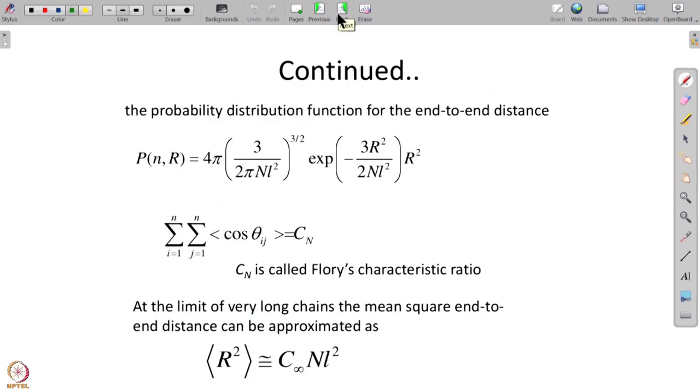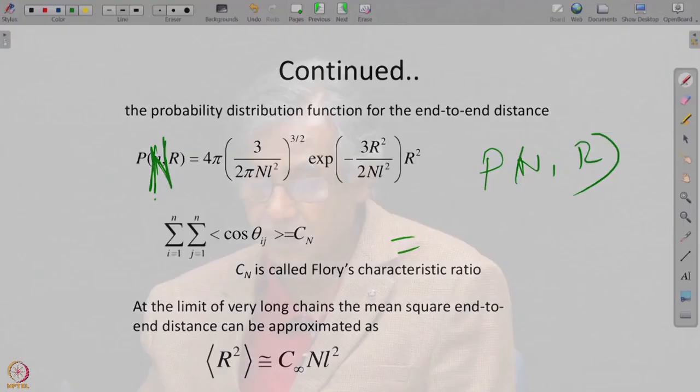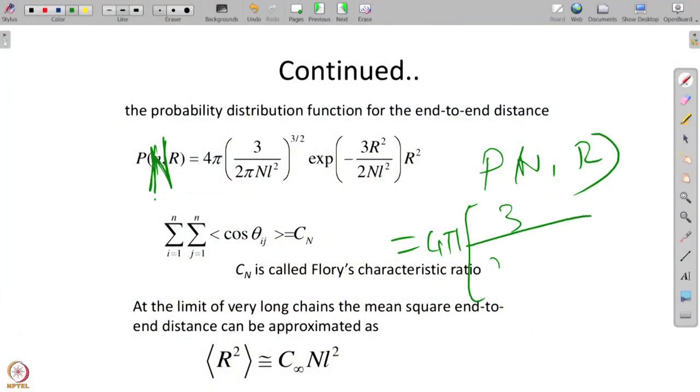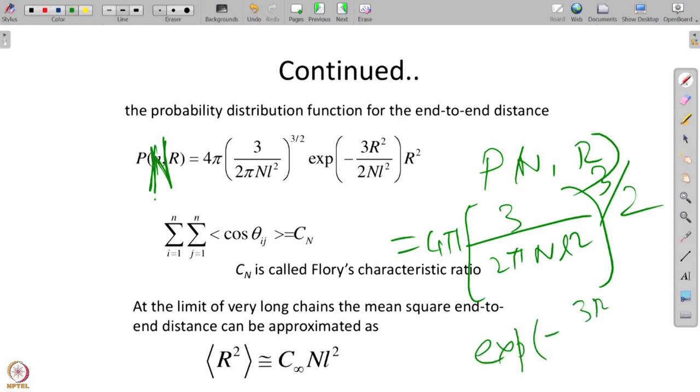So we continue. Then what is the probability P(n, R) if I have n bonds? I hope these small mistakes are not in the book. This is in the book, small n, capital N mistakes, okay. (4 pi)... 3 by 2 pi N L square, to the power 3 by 2. Okay, so this is the number, as I said, this will be n, capital R.